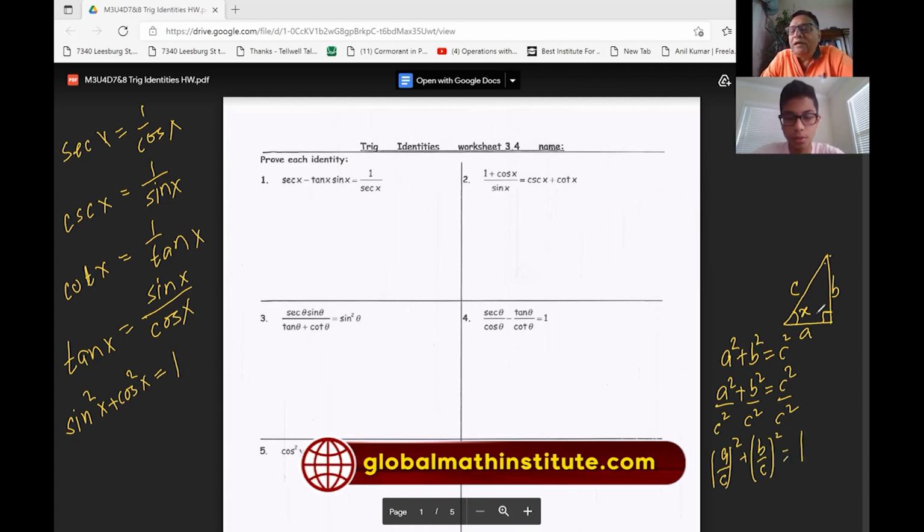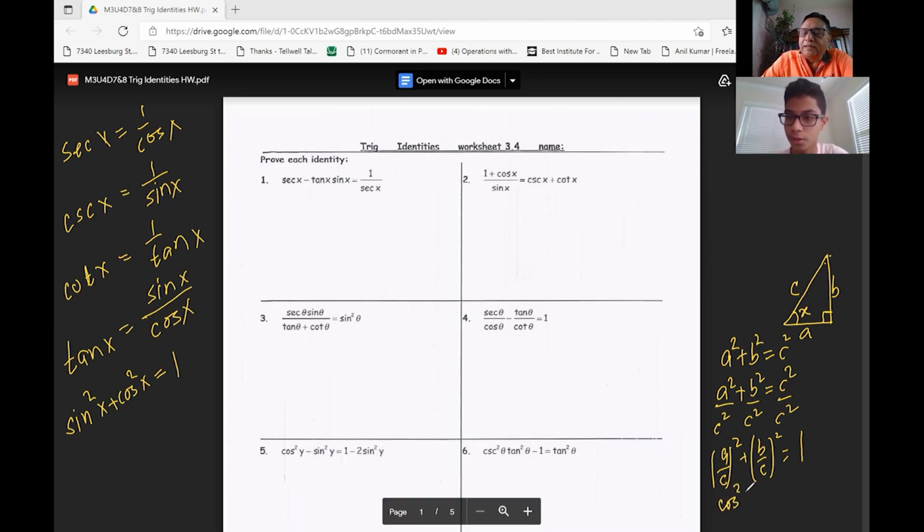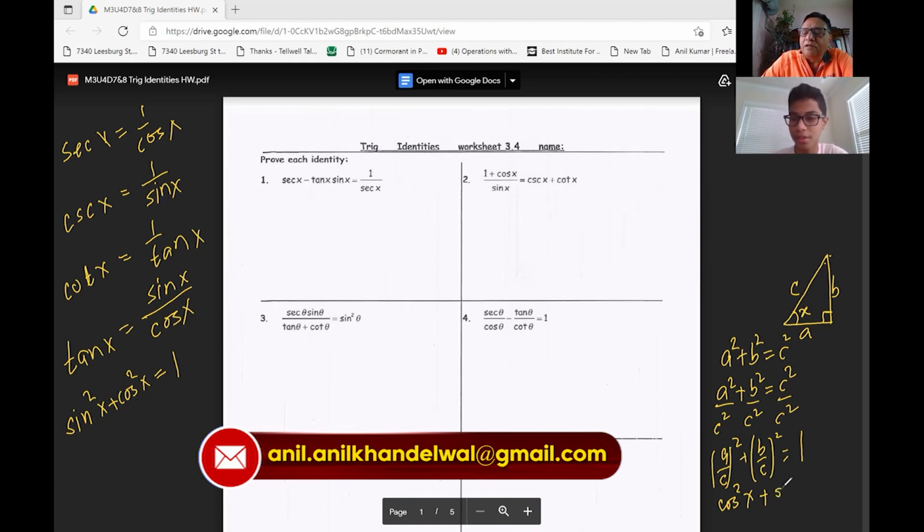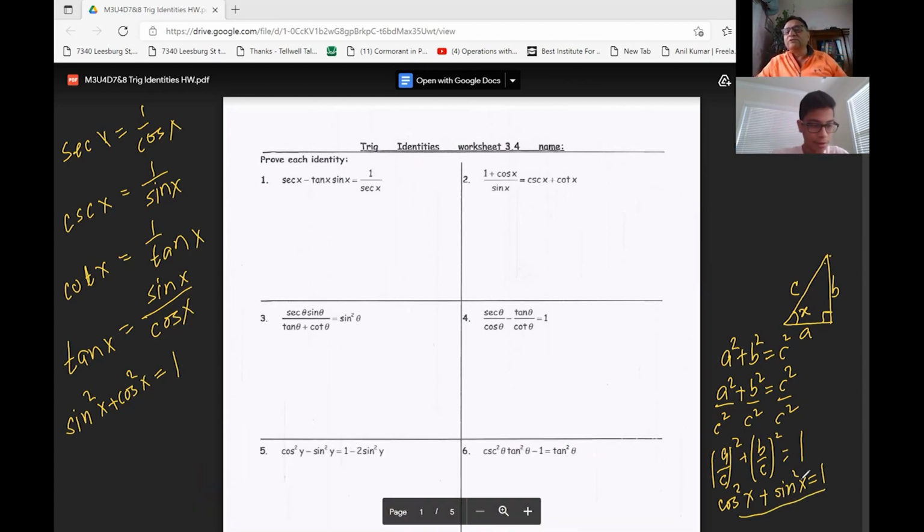And now, Aryan, in this particular triangle, what is a over c? A over c is just cosine, so it is cos square x plus, what is b over c? Sine, so that becomes sine square x equals 1. Do you see how easily we have shown this particular identity? That's an identity which is always true and is called the Pythagorean trigonometric identity.